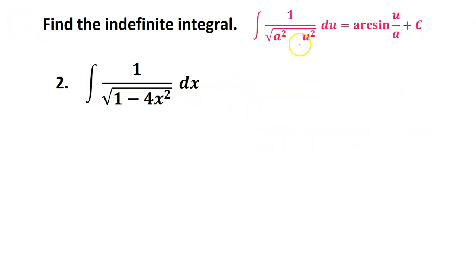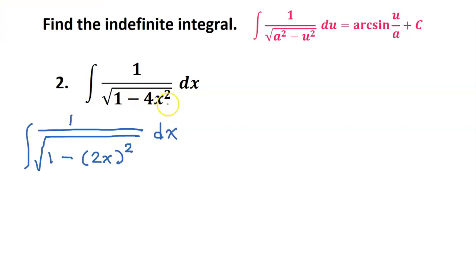To make it look even more like this rule, I'm going to rewrite this part with parentheses so that we have something squared, some quantity squared. Having 4 and then x squared is the same as having 2x in parentheses squared. You square the 2 and square the x, you get 4x squared. But in this form, it's easy to see that u is really 2x. So that is the substitution that we're going to do. Let's let u equal 2x. That means that u prime will equal 2.